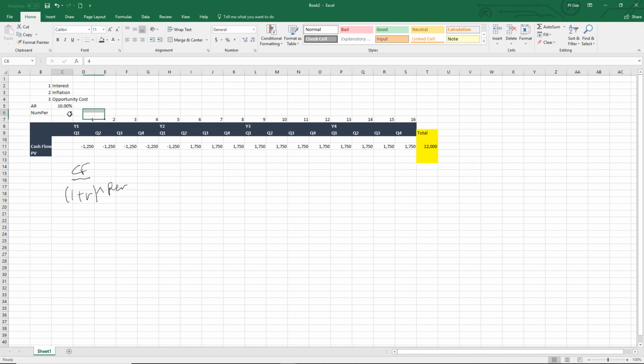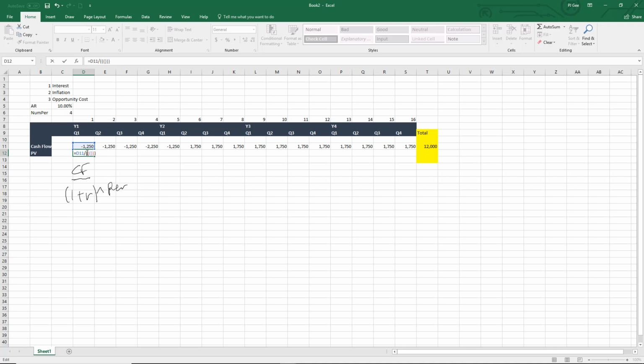I'm going to name that number of periods. So you can name cells that you're going to use over and over again. And that actually shows up in our formula down here. Because what we're going to do is take our cash flow and divide it by, I'm going to need a few sets of parens here. At least 3 sets of parens. I can see that coming right now.